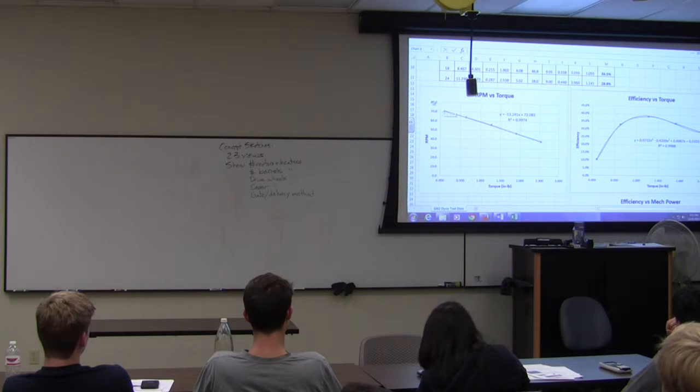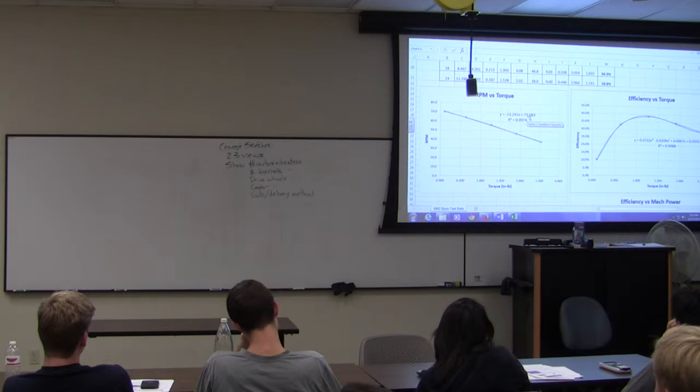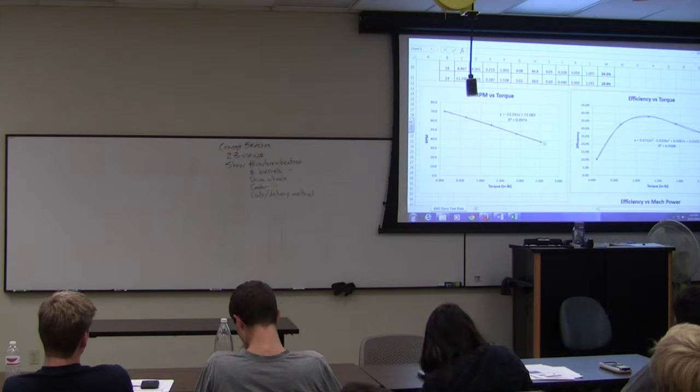This is, remember, the RPM torque graph? It starts out at a no-load speed of about 72 RPM. Then as you add torque, it gets slower and slower, and it does so linearly, very, very linearly. Look at that, 0.997 for the R squared. That's as close to a fit as you get.